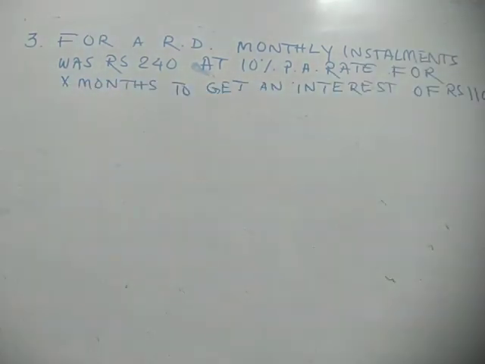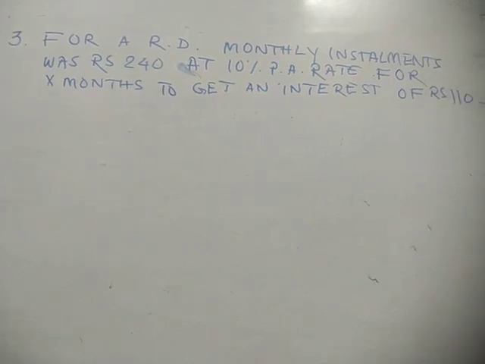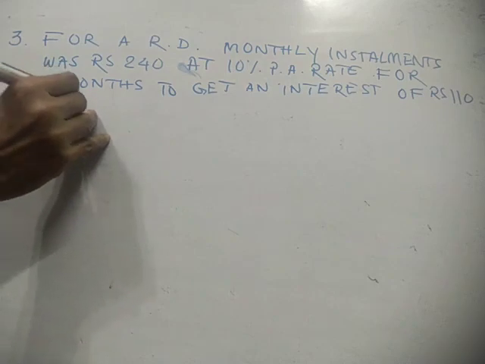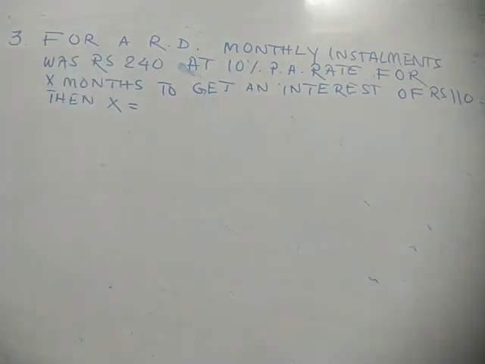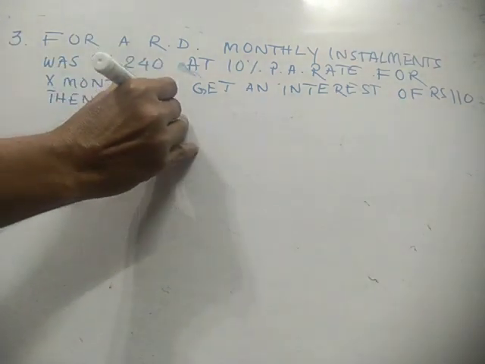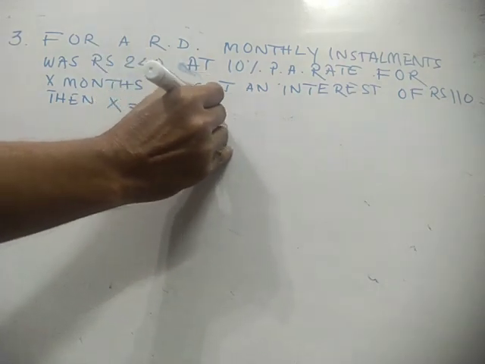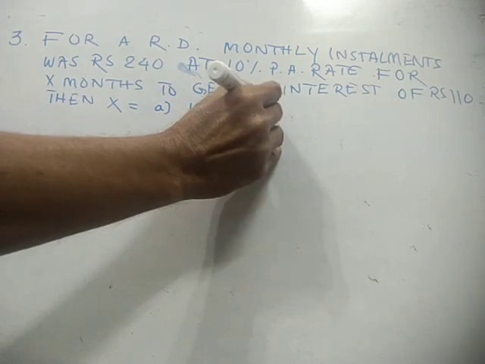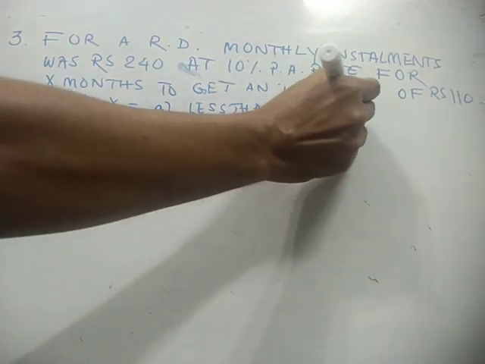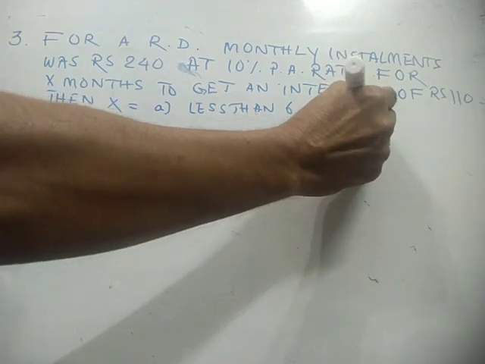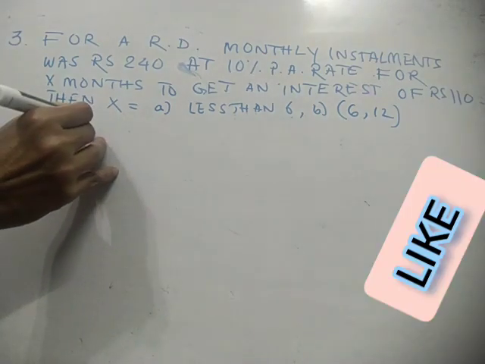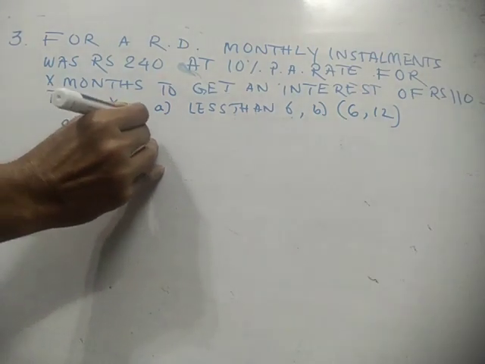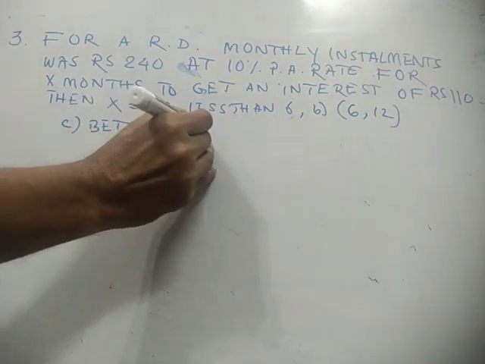Interest of rupees 110, then X equals to, options given. Option A less than 6, option B between 6 to 12, option C between 12 to 24, and option D more than 24.